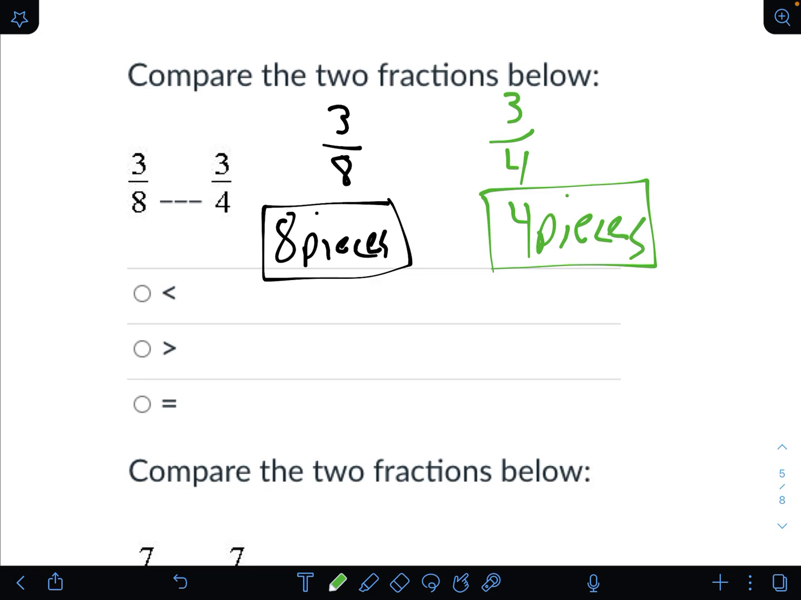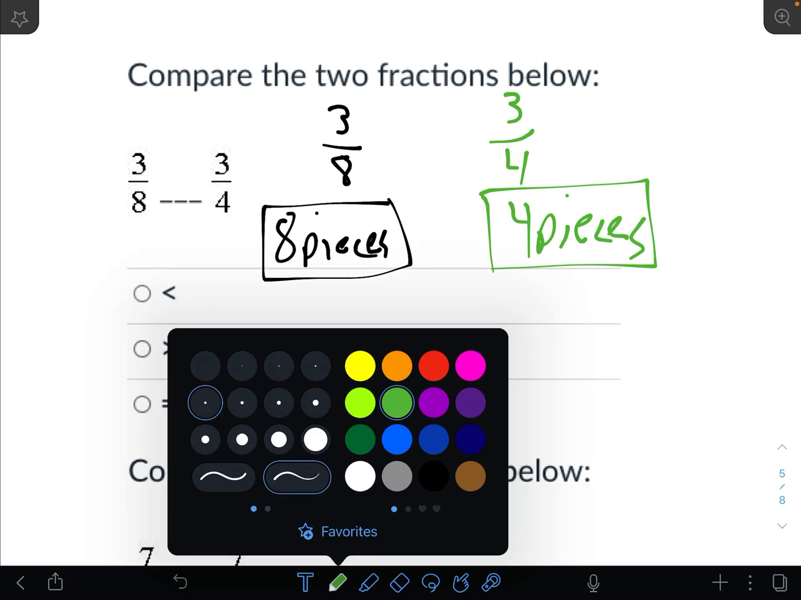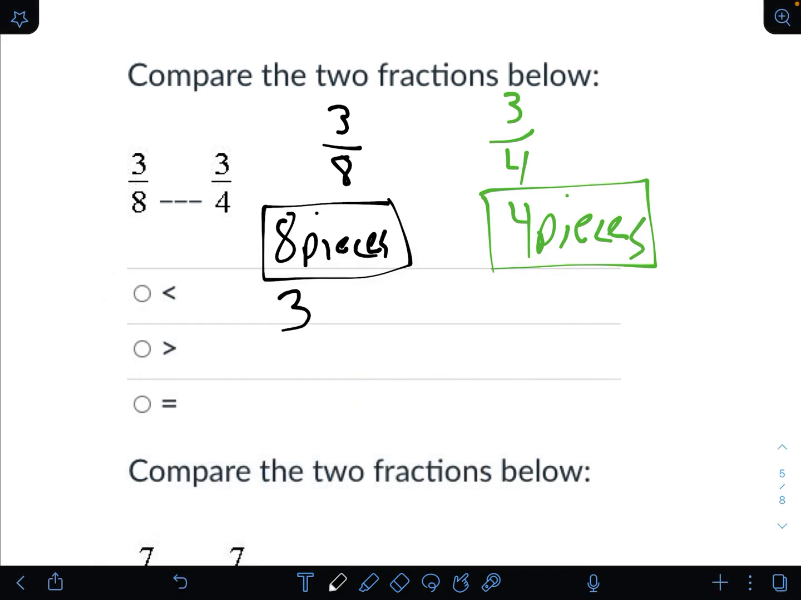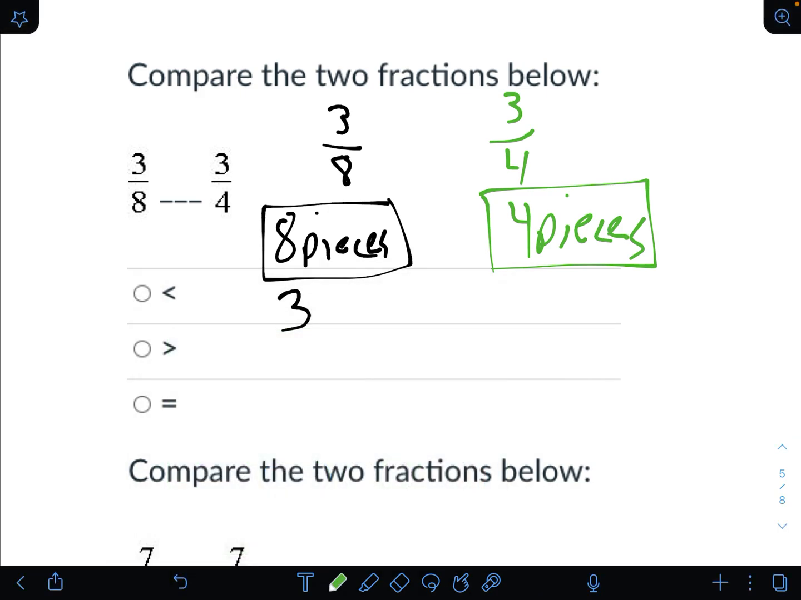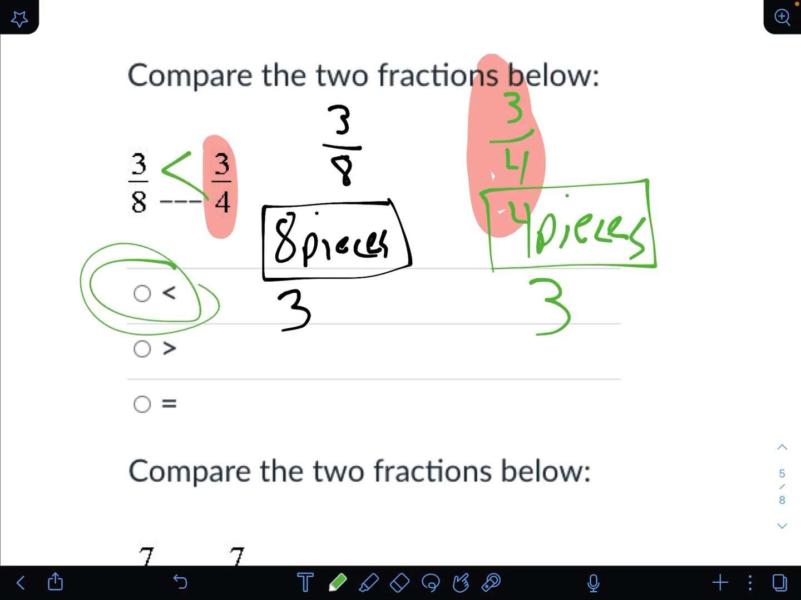4 pieces. I say, hey, you, my best friend, you can have a choice. You could either take 3 pieces from that bar that's 8 pieces, or you could take 3 pieces from the bar that's the exact same size, but that's cut into 4 pieces. Well, I think you would probably choose this one because that's more candy. So 3/8 is less than 3/4, and you would pick that.